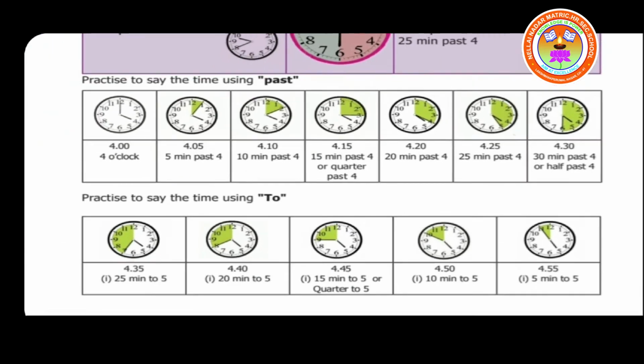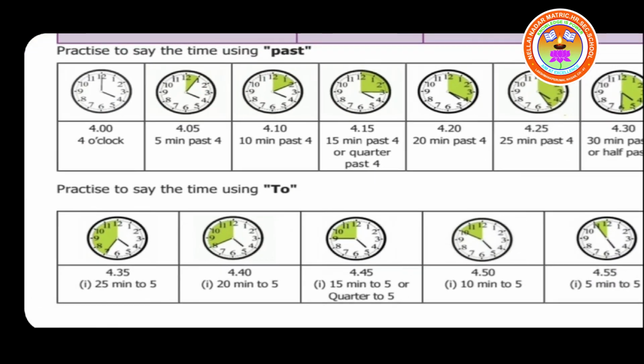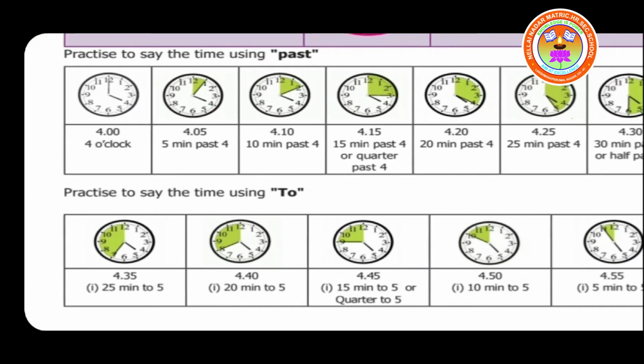Okay, now let us see how to use to. Observe the first clock, children: 4:35. That is 25 minutes more to 5. You can just subtract: you have 25 more minutes to get to 5 o'clock. You can observe that they are shaded with green color, the 25 minutes more to 5. Like that, 4:40 can be said as 20 minutes more to 5. These are the timings using to, and before that you learned past, which means it is over.